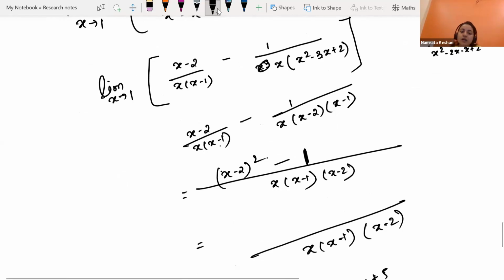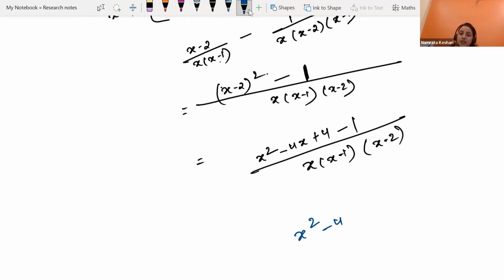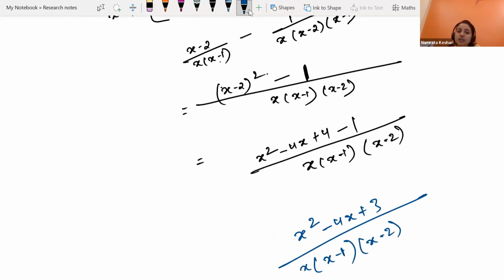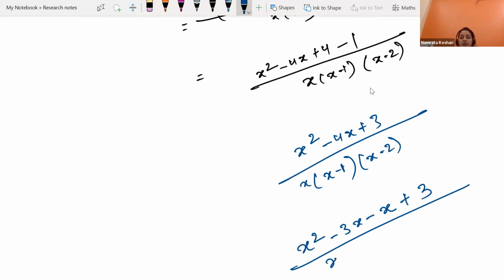So what we have in the numerator: a square, 2ab, that means minus 4x, plus b square, that means plus 4, and here minus 1. Okay, look carefully. If we simplify the numerator, we get x square minus 4x plus 3. Now let's think whether we can simplify the numerator using splitting the middle term. So 3 is 1 times 3, yes or no? Alina, are you getting the same? Yes, ma'am.